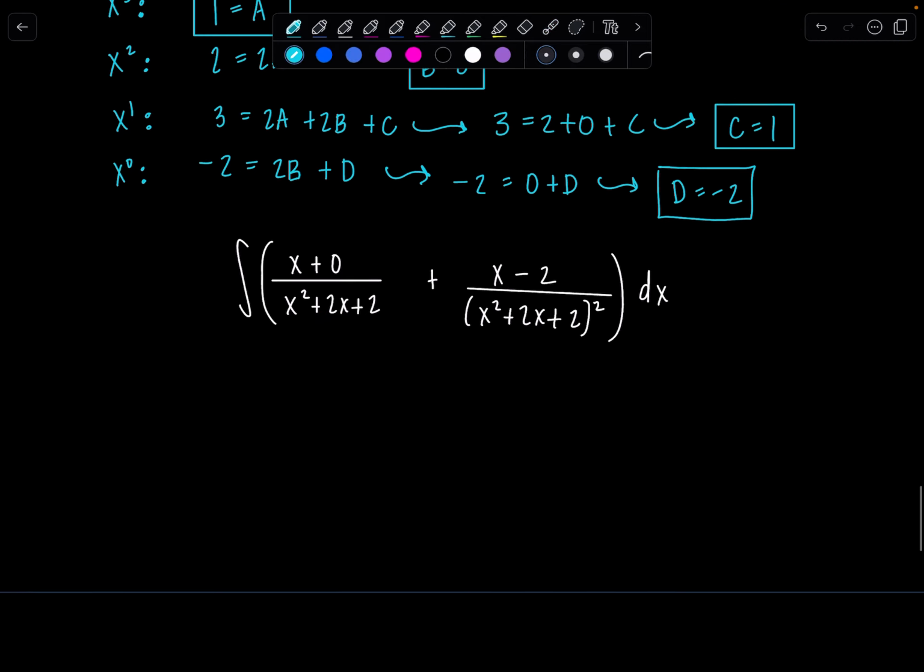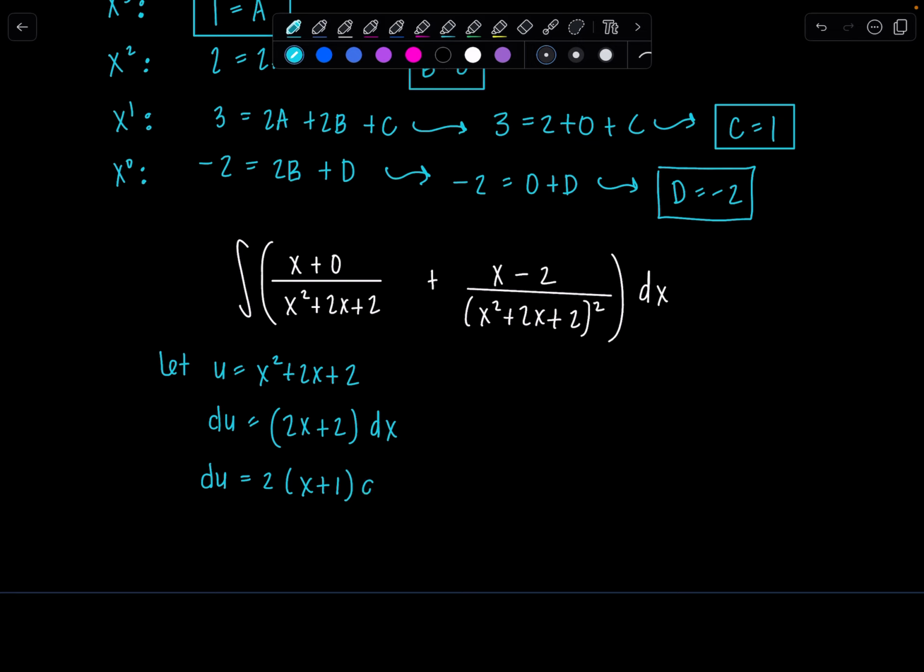So let's see, before I commit to anything, if I were to let u equal x squared plus 2x plus 2, the whole denominator, then du would be 2x plus 2 dx. And that's not what I have up top. I can factor a 2 out, that'll help: 2 times x plus 1 dx. And then I can say 1/2 du is x plus 1 dx.